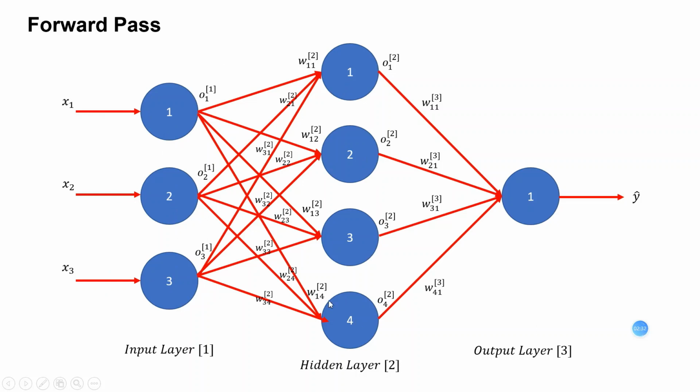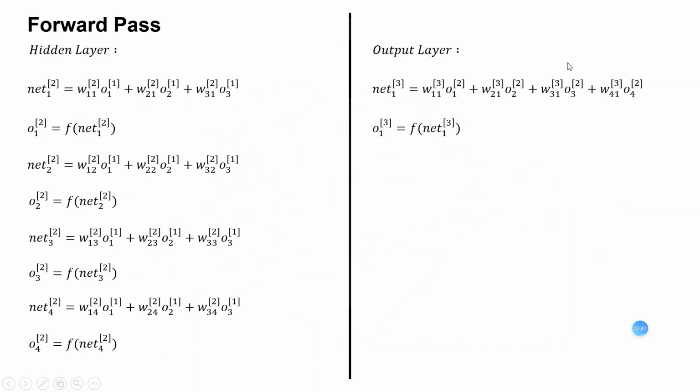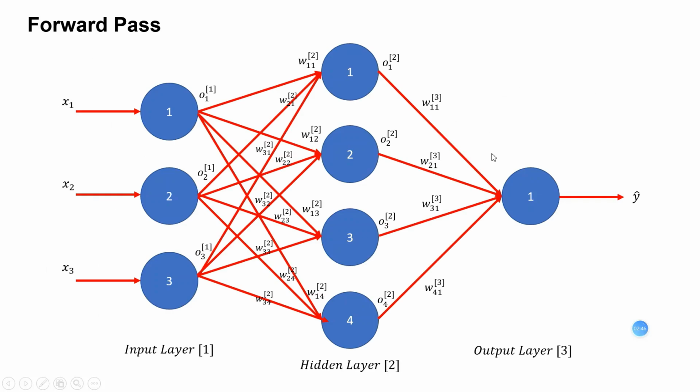Just follow the symbols here, and then from the hidden layer to the output layer. We can see from this equation that net 1 of the output layer comes from the four nodes of the hidden layer going to output layer node 1. So it's O1, O2, O3, and O4 of the hidden layer going to weight 1-1, weight 2-1, weight 3-1, and weight 4-1 of the output layer.